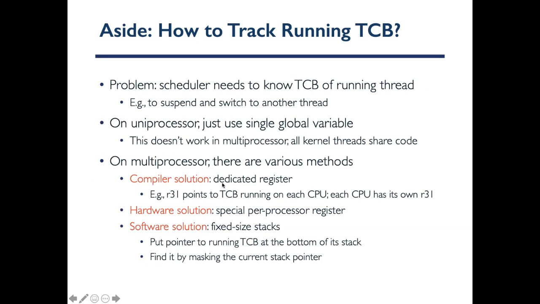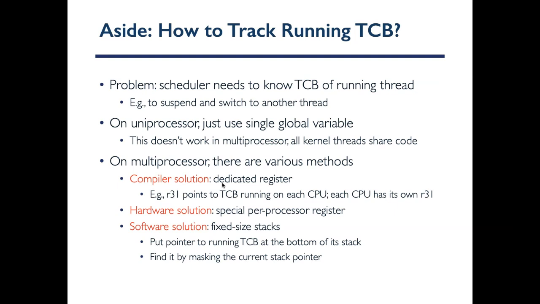An aside here: how do we track the running TCB? This is a question to think about. How do we know which TCB we're running? This is not a hard question if you're running on a uniprocessor, because inside your kernel code, you could have just one variable that always points to the running thread, which is actually the case in your lab. You can just switch that variable every time you do a context switch, and it's always there.